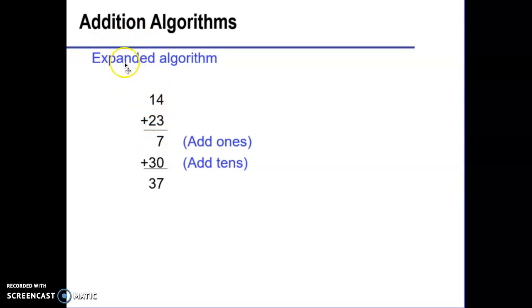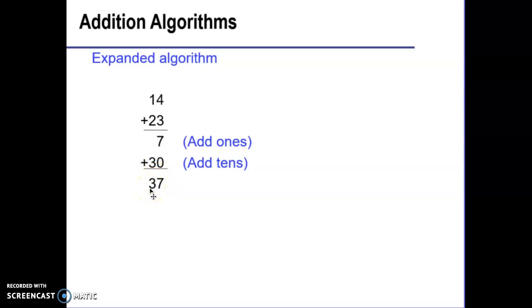But the expanded algorithm is going to really emphasize the fact that this is not actually a 1 and a 2. Because of its place value, this is actually a 10 and a 20. So when I add 1 and 2, I'm really adding 10 and 20 to get 30. And then I can add these numbers, which for many students is going to be easier because of the 0 right here. There's no regrouping. 7 and 30 makes 37.